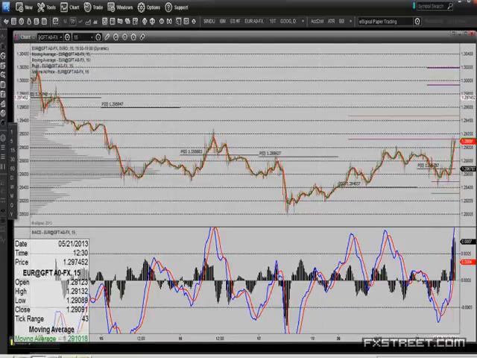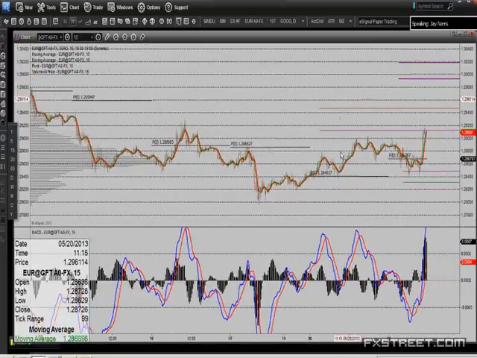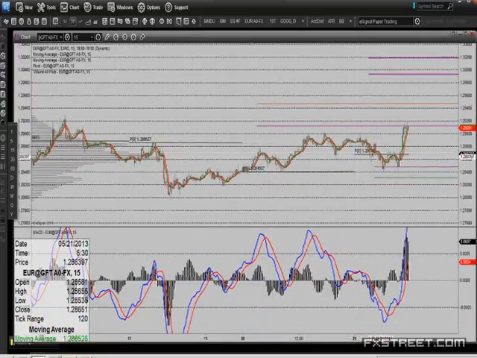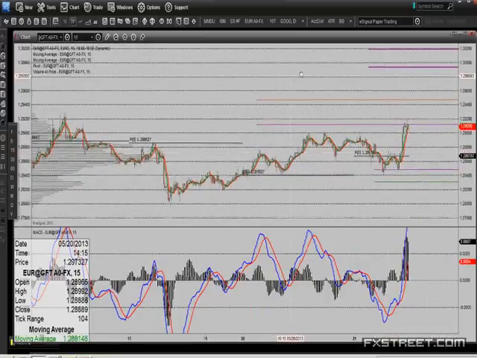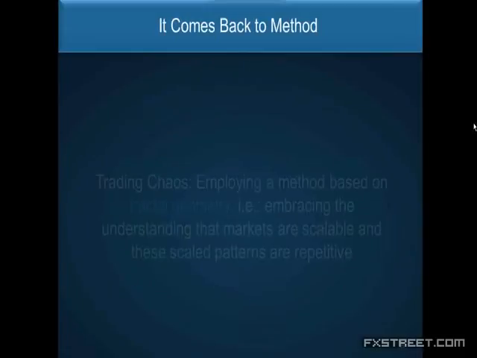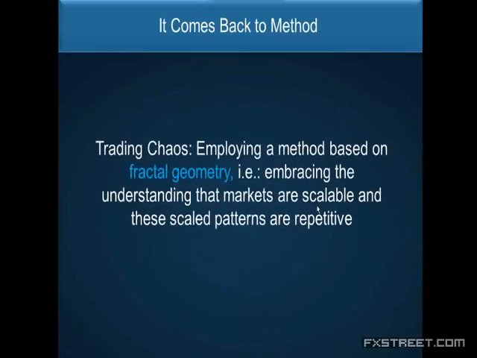The secret to trading is no doubt that the markets are scalable and that those scale patterns are repetitive. Here you see that repetition. I'll take that trade, I'll take that trade. But I know that I'm getting into support. Why do I know that? Because the markets are scalable and these patterns are repetitive. It does the same thing over and over again. That's the secret right there.